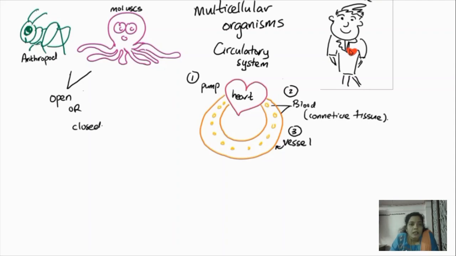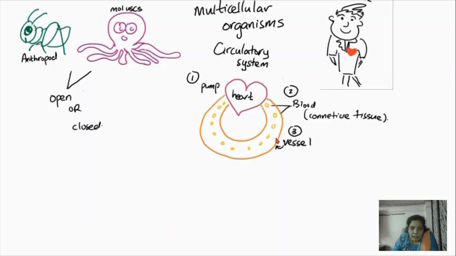So, the open type of circulatory system and the closed type of circulatory system. An example of the open type is arthropods and mollusks; they are invertebrates. An example of the closed type is human beings, which are multicellular organisms. Here, when the heart pumps blood, the blood flows through the blood vessels. So that is a closed circulatory system.